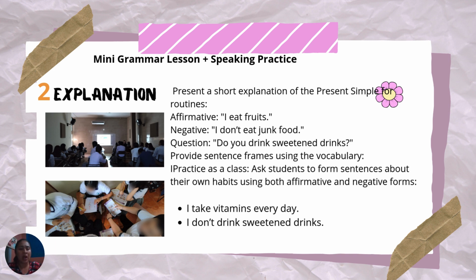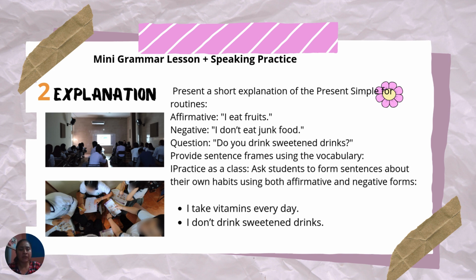What is the structure? As example, we have the subject, then the verb, then the complement. Right, in affirmative, here we have an example. I eat fruits. In negative, I don't eat food. In question, do you drink sweetened drinks? Over here, the teacher, excuse me, is going to provide sentence frames using the vocabulary.